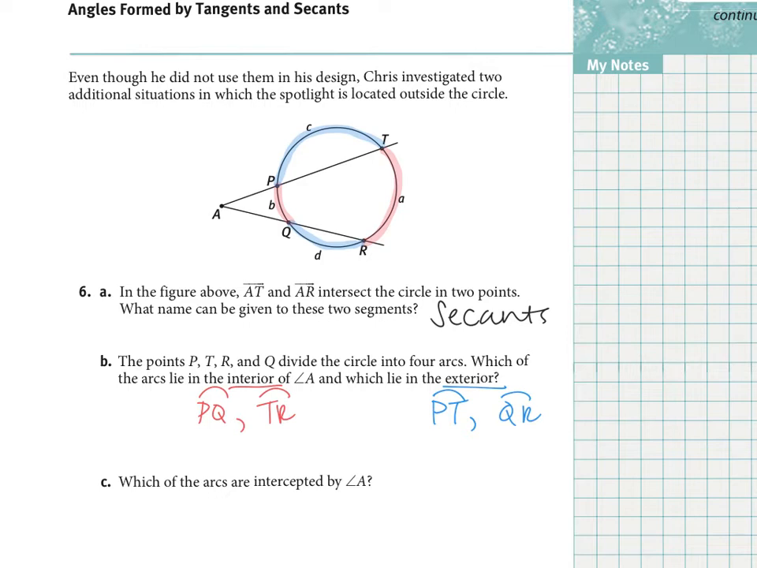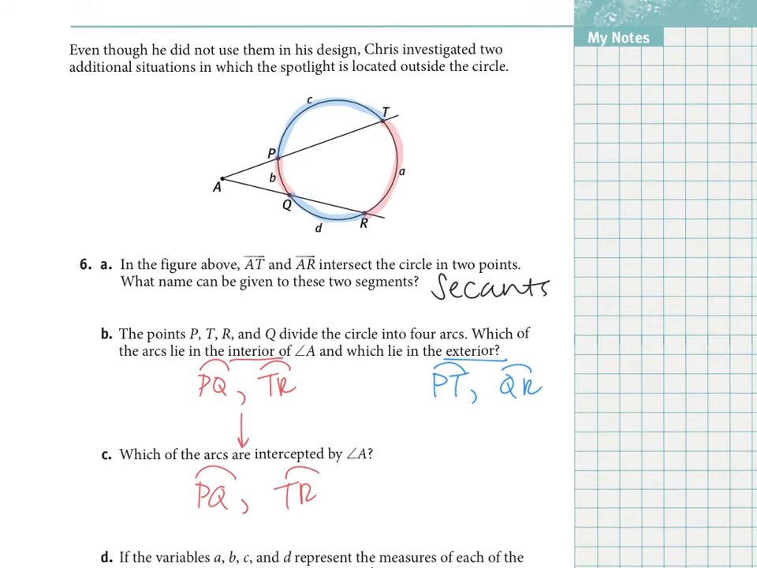Cool. So now let's look at question C. It says, which of these arcs are going to be intercepted by angle A? So keep in mind when we say intercepted, right? That means angle A is going to have those arcs inside of it. So really what we're looking at is our same interior arcs from before. Arc PQ and arc TR.